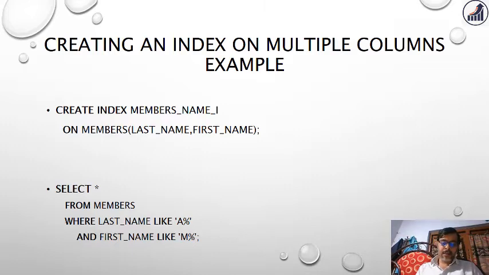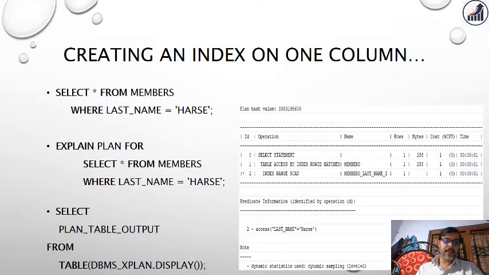Creating an index on multiple columns. Previously we created the index on a single column, that is the last name. Now we will create it on multiple columns. So: create index member_name_i on members (last_name, first_name). Here the index will be on last name and first name. The following query finds the members whose last name starts with letter A and first name starts with letter M.